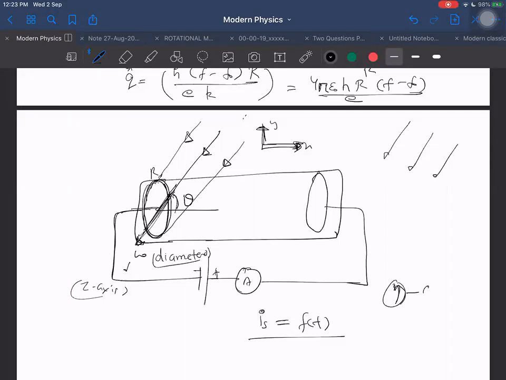Quantum efficiency is constant, does not change. That is our assumption. Plot the IS versus T graph. Initial current is given as I naught. Find out IS. Initial saturation current was I naught when the angle of incidence was theta, and find such current as a function of time.